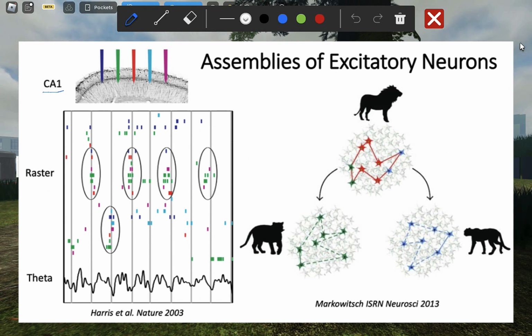So then what you have is this raster plot showing time on the x-axis, and on the y-axis these different functional units, which we think are excitatory neurons in this case. And what we see is that they cluster together in these so-called assemblies. And those assemblies are functionally picking up on something similar in the environment, potentially. So, for example, they might be picking up a lion or a leopard or a tiger or something.